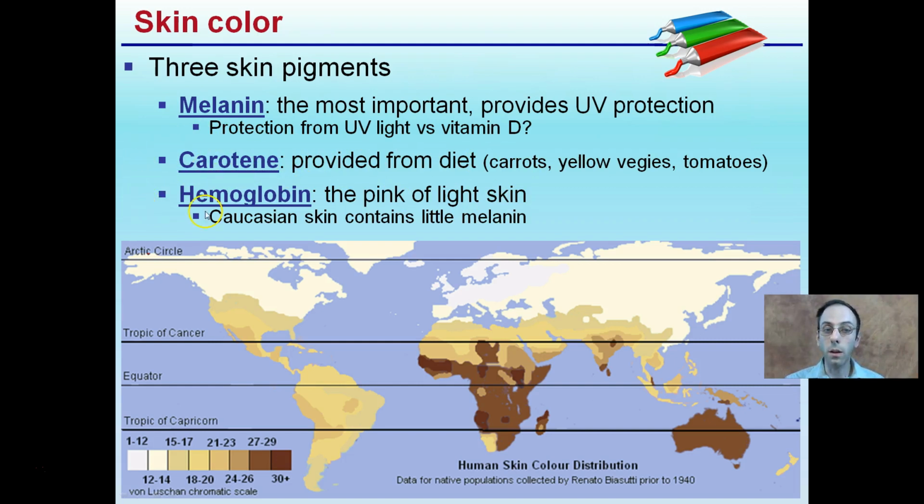Hemoglobin's the last one. It's the pink of light skin. Caucasian skin contains little melanin, and it's actually some of the hemoglobin that's coming through that's giving the skin its color or appearance.